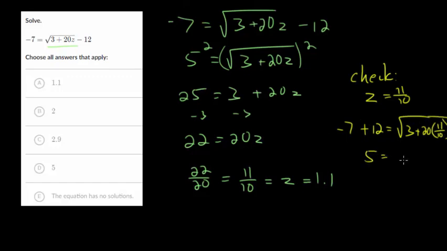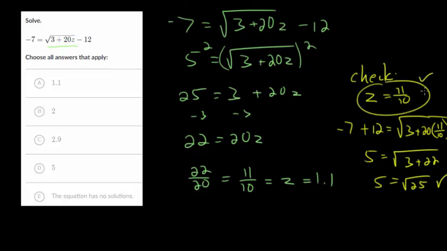And over here we get 5 is the square root. The 20 over 10 just becomes a 2. So you get 3 plus 2 times 11, or 3 plus 22. But this is just the square root of 25, which does equal 5, and so this is definitely the right answer. So 11 tenths, or this 1.1, is choice letter A, and that will be the correct answer.